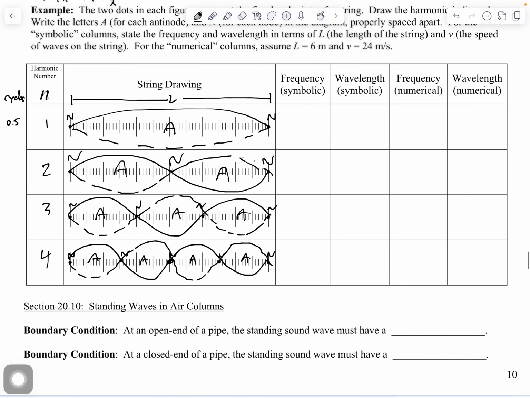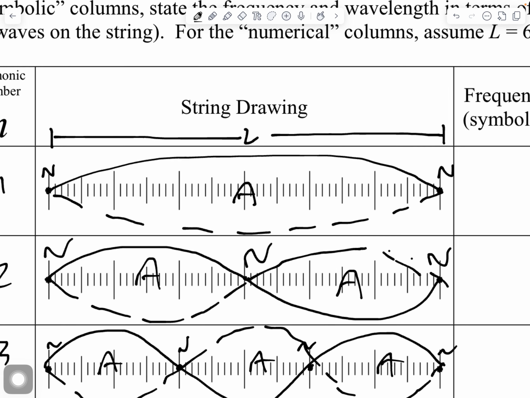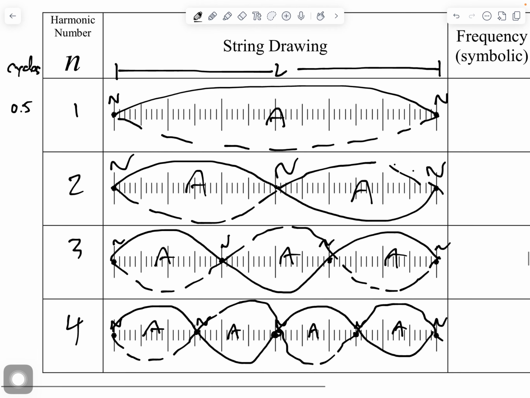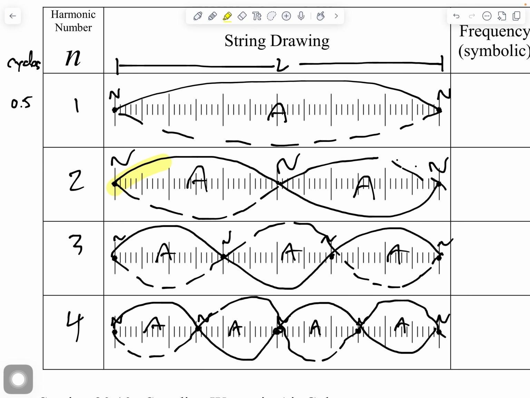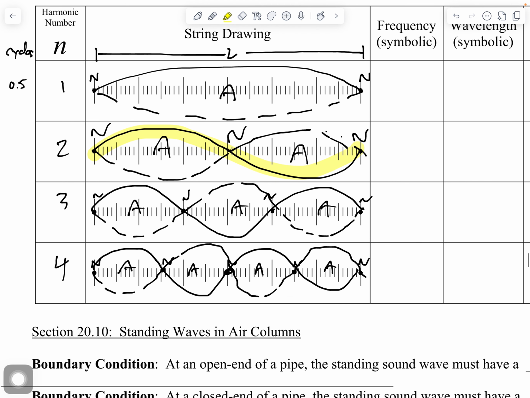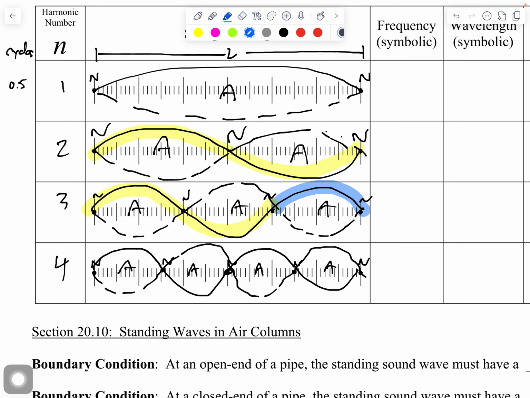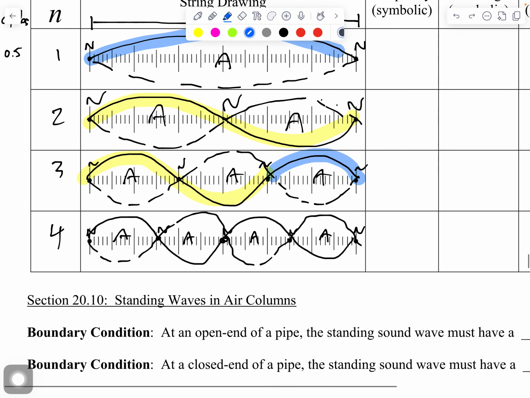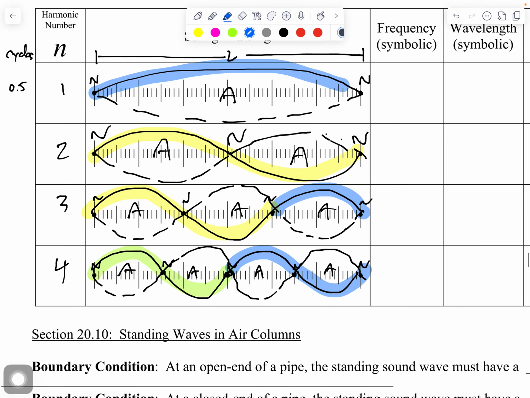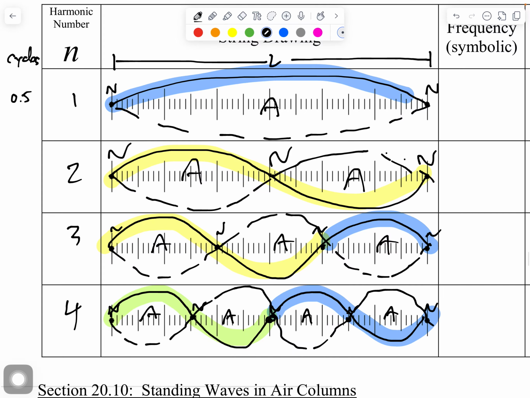Okay, so what am I noticing here? For the first picture, I'm looking at half a cycle. For the second picture, I'm looking at 1 full cycle. For the third picture, the third harmonic, I'm looking at 1 and a half cycles. So anytime it's just one antinode, it's a half cycle. Anytime it's two antinodes, that's one full cycle. So notice here I'm looking at one cycle, two full cycles. So the pattern kind of looks like this. We start off with half a cycle, then 1, 1.5, 2, and so on.